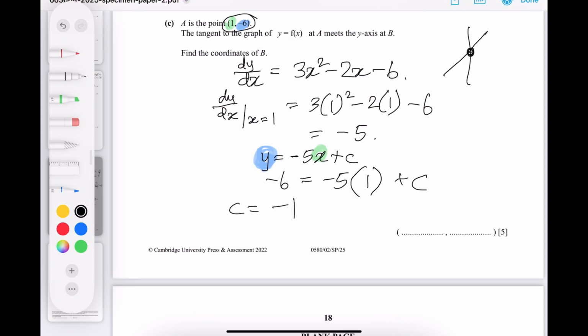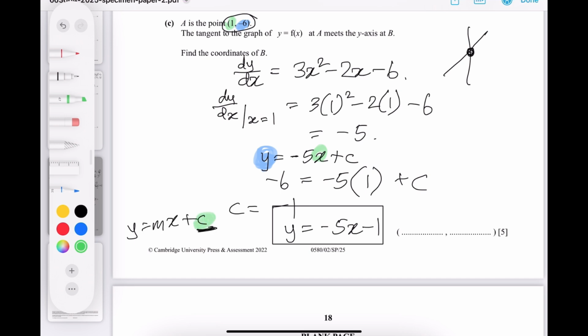So therefore, we get that the equation of the tangent line is y is equal to negative 5x minus 1. And you should know that in the form y equals mx plus c, c is always the y-intercept. And the c value in this case is negative 1. Therefore, the coordinates where it meets the y-axis are 0, negative 1. Negative 1 is the y-coordinate of the intercept. And therefore, our answer is 0, negative 1.